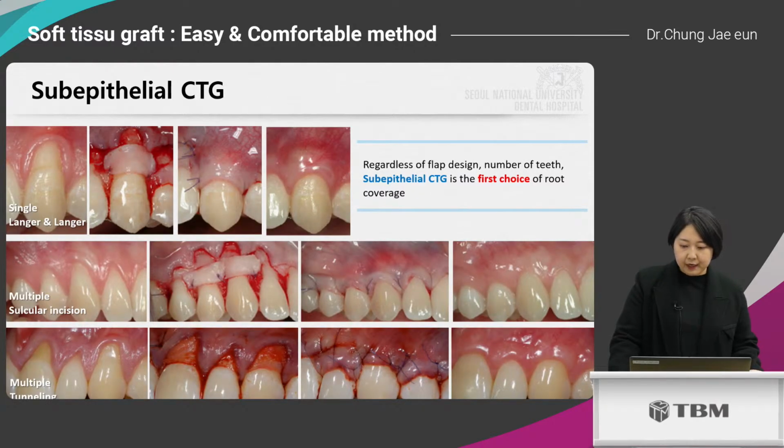For root coverage, subepithelial connective tissue graft is the best method and the golden standard, regardless of flap design or number of surgical sites. Subepithelial connective tissue graft can achieve favorable root coverage at both single recession and multiple areas, like in these cases. The best results can be seen when connective tissue graft is performed regardless of various flap designs, such as the Langer and Langer method, pouch method, tunneling, or circular incision only. Anything is okay.